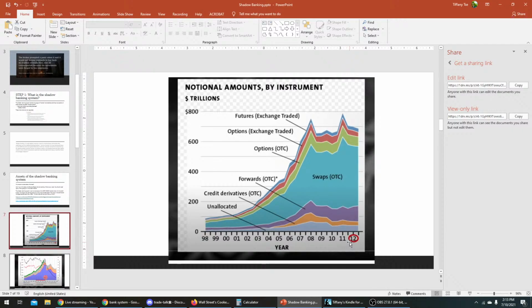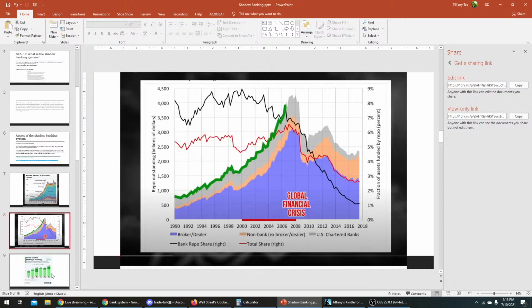This is up to 2012, but I expect this to be much higher today. See how it is in the trillions? We're over that. We're probably at 2 quadrillion right now. And there is actually a relationship. So if we see the shadow banking system, the repo market.